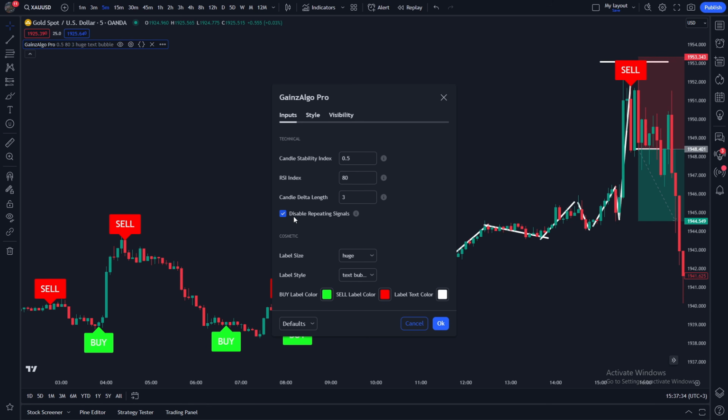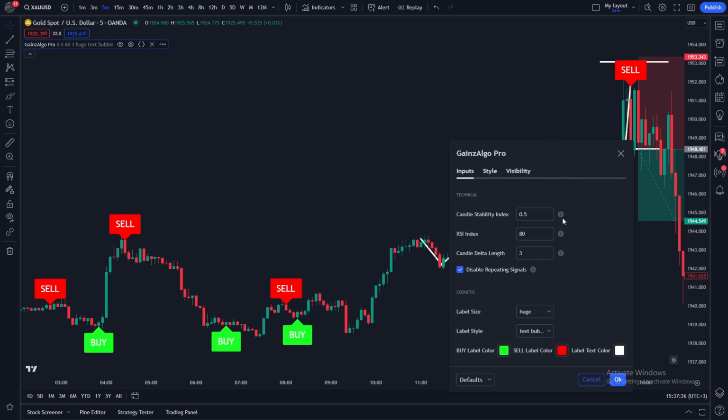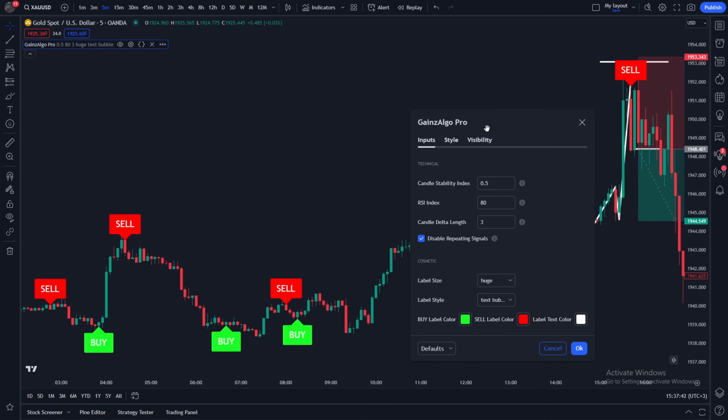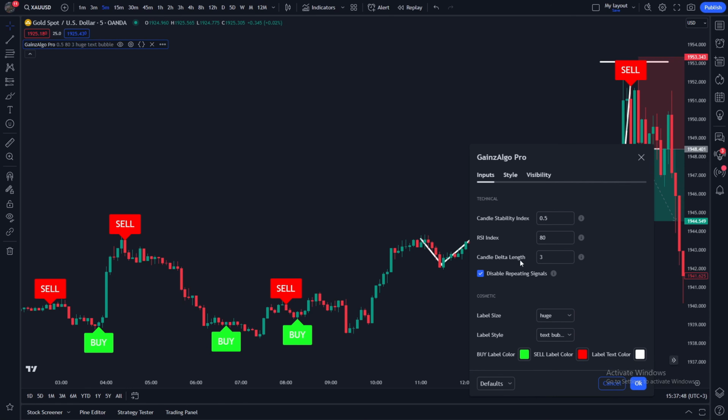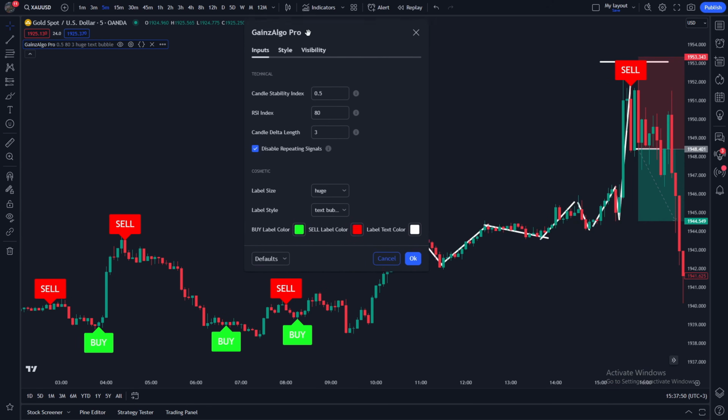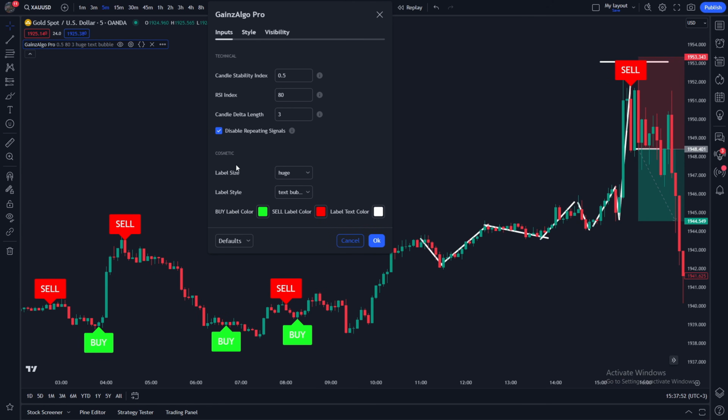This is a very important setting. We actually also have all these tooltips here next to each setting. You can pause if you want to read them, but if you get GainzAlgo Pro, you will have all these settings as well, with these tooltips that will explain every single setting. But anyways, the disable repeating signals setting, this specific setting, I love it. I always have it on.